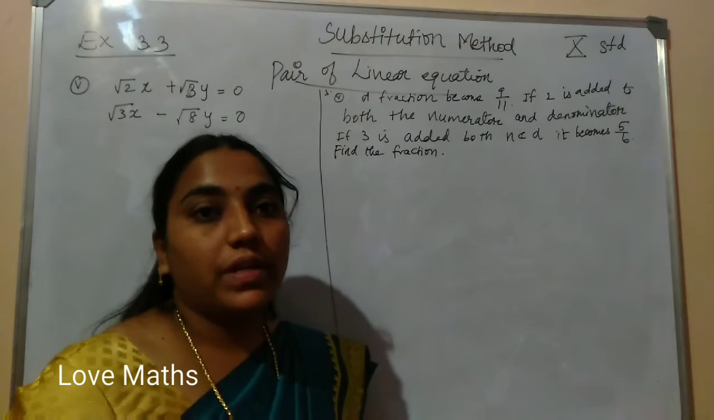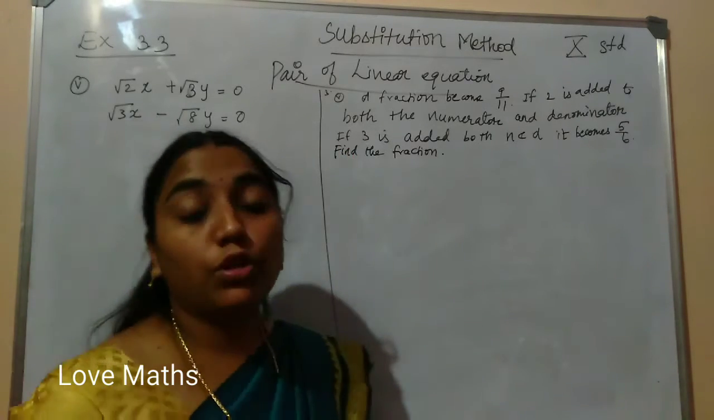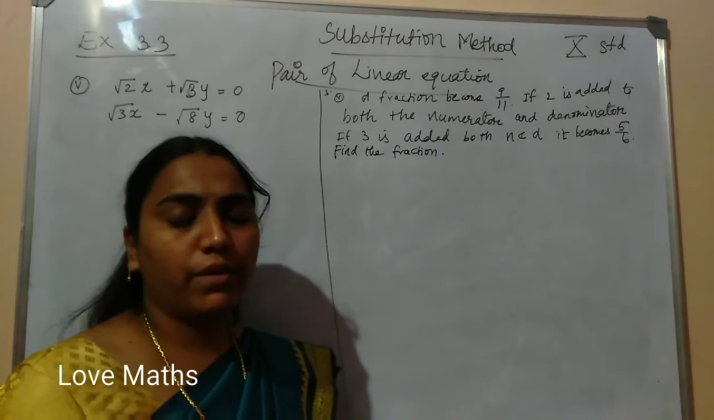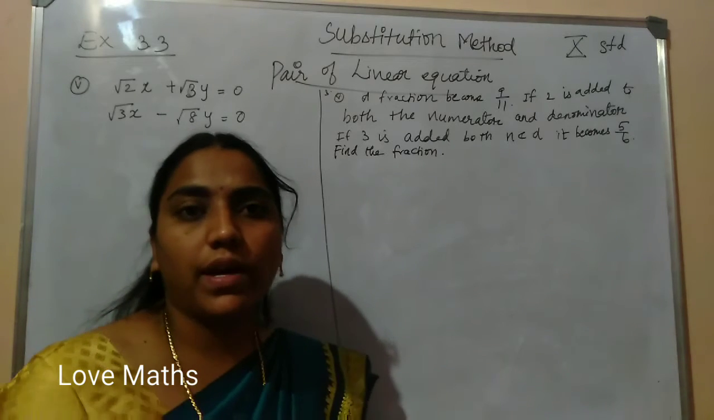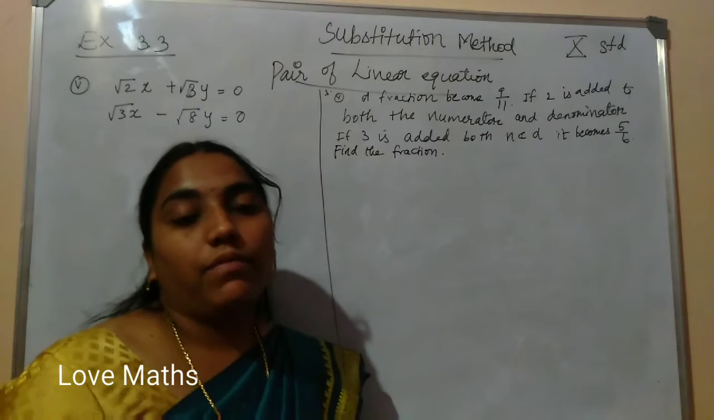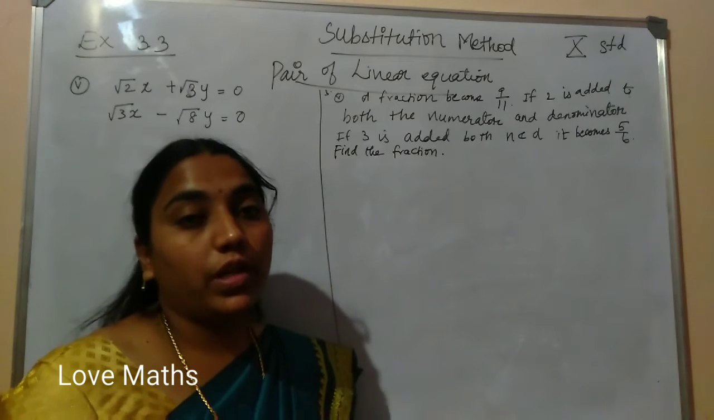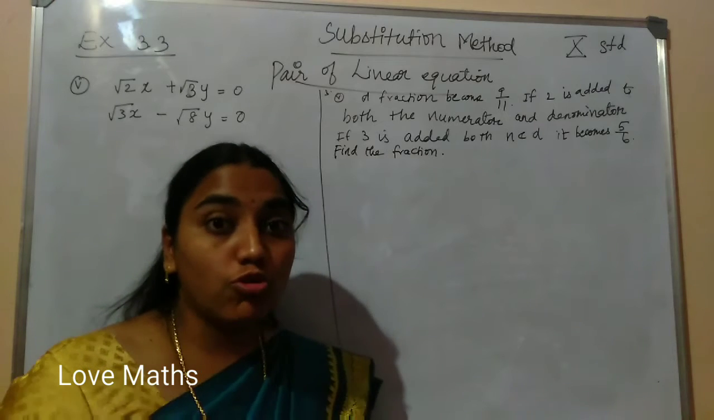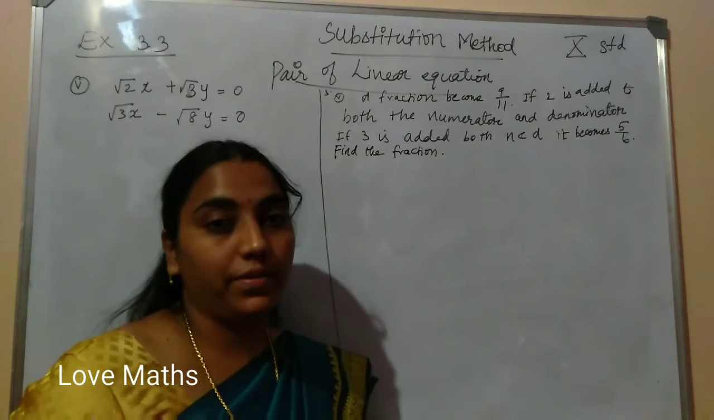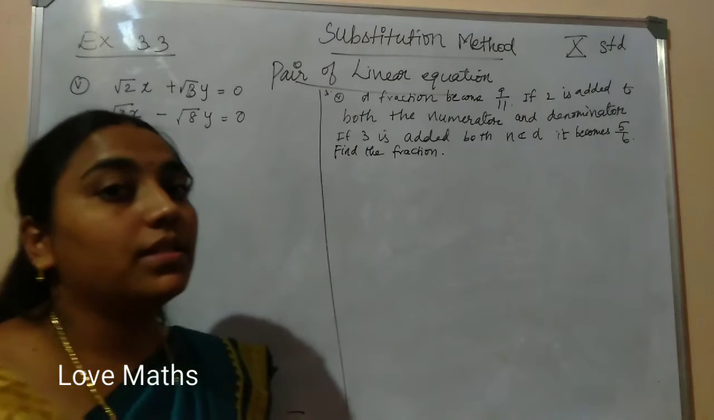Pair means two equations. We are going to see now a pair of two linear equations with two variables. Two variables means any two variables, the alphabet, so it takes a, b, c, d, everything. So for a pair of linear equations with two variables, we are going to see the substitution method, how to solve the equations. This is Karnataka State Board and NCERT syllabus, 10th standard.